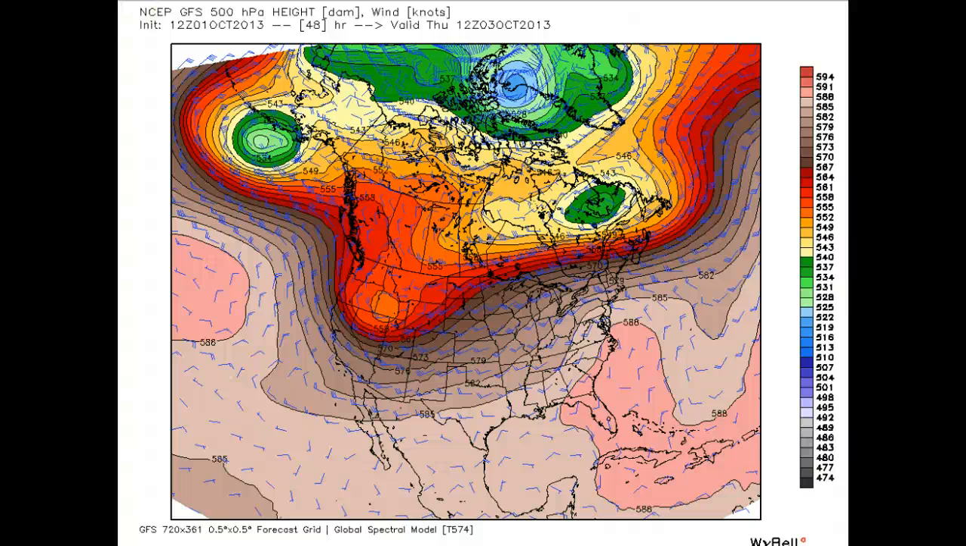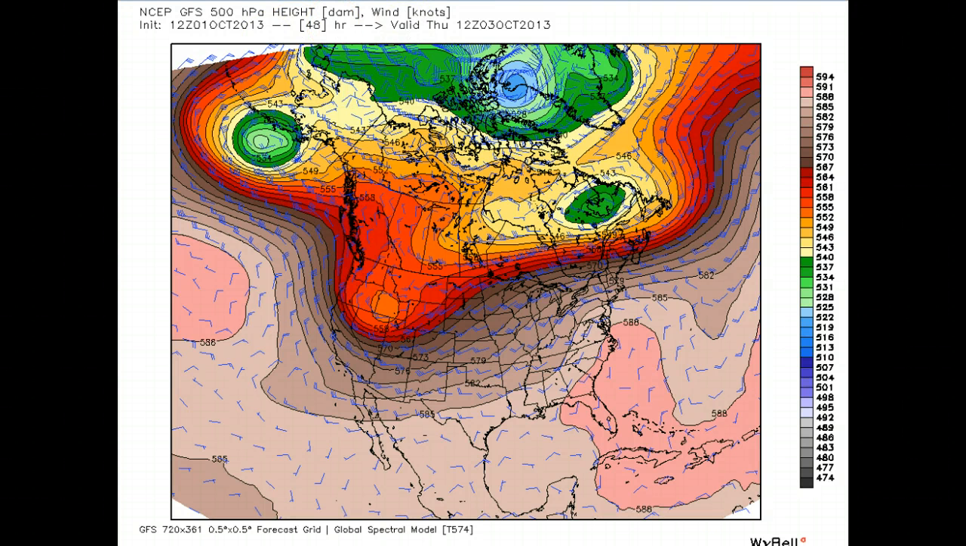Hey there, we got a fairly lengthy presentation for you today, looking at this storm that's going to be coming out of the high plains up into the Midwest. And I want to go through the different models, show you the difference and which one I'm kind of leaning towards right now. And we'll start here with the GFS 500 millibars.